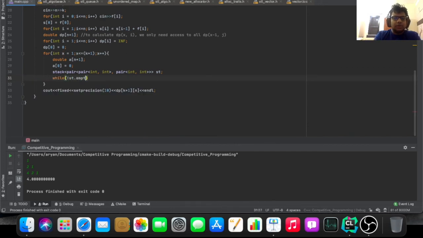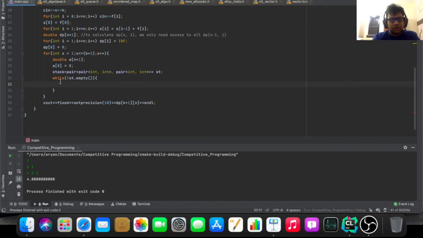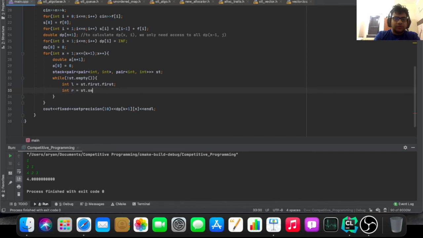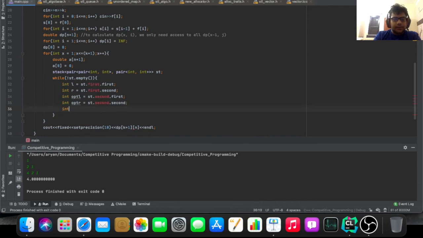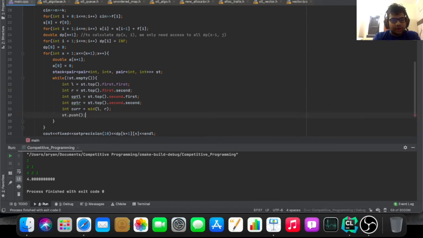Now, I'll just tell you how the stack is structured. Just give me a second, okay? So int l is equal to st dot first dot first, int r is equal to st dot first dot second, int opt l is equal to st dot second dot first, int opt r is equal to st dot second dot second, okay? And int cur is equal to mid of l r. Sorry, st dot top. And just to be safer, let's just put this in right now. St dot pop.